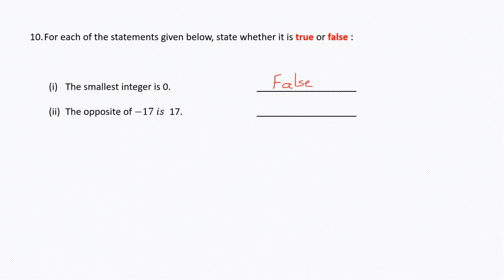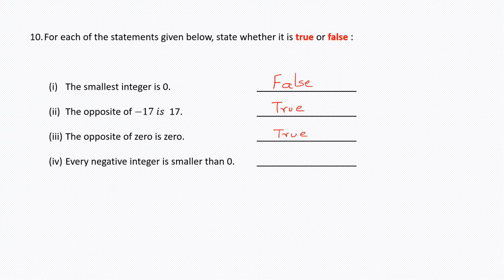The opposite of minus 17 is 17. That's true. The opposite of 0 is 0. Yes, 0 is neither negative nor positive, isn't it? So the opposite of 0 will always be 0. Every negative integer is smaller than 0. Yes, because all negative integers come to the left of 0. So every number that comes to the left of any number is smaller. So this statement is true.